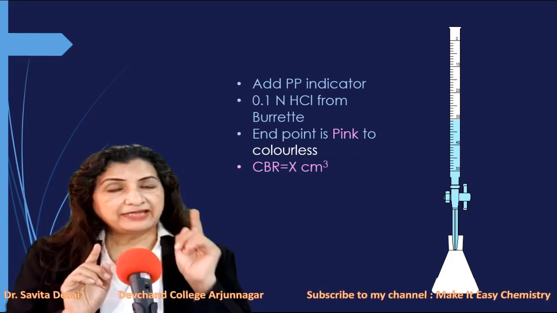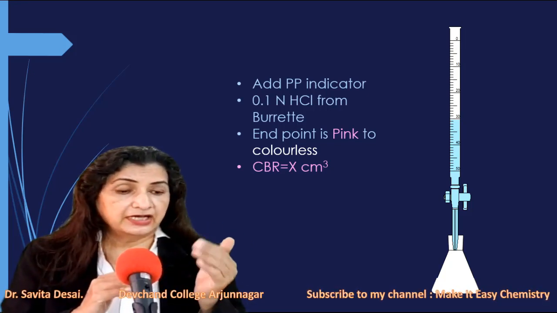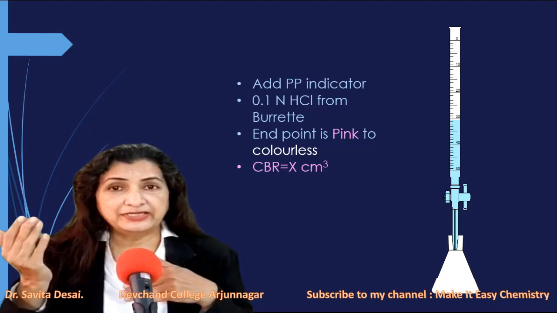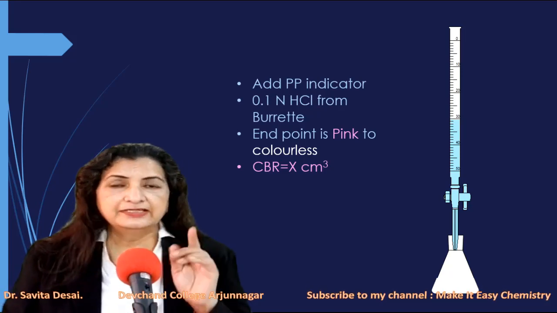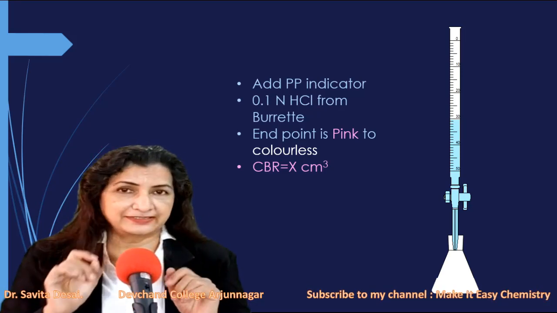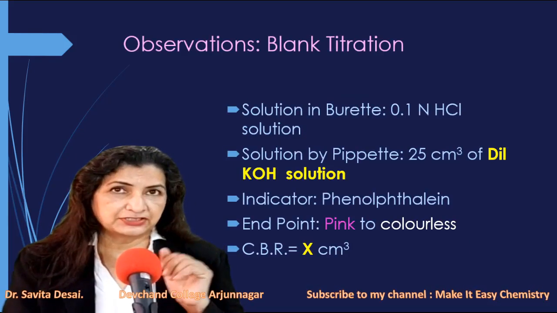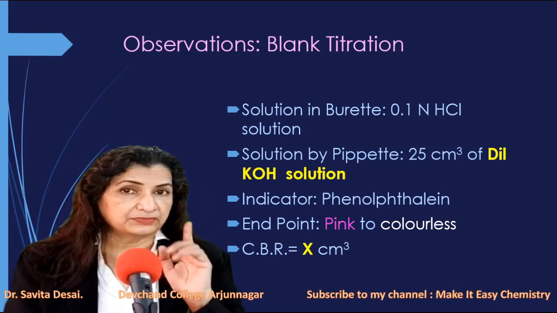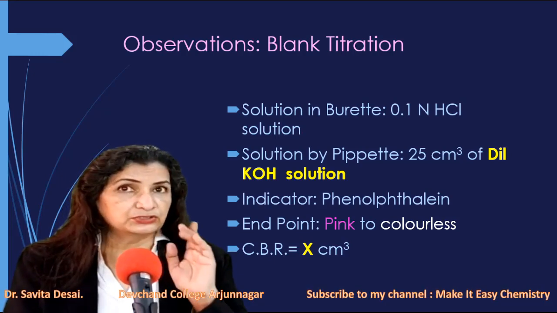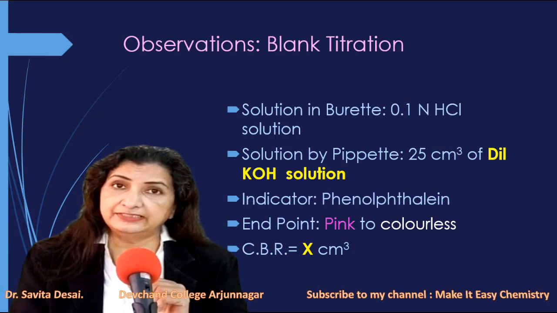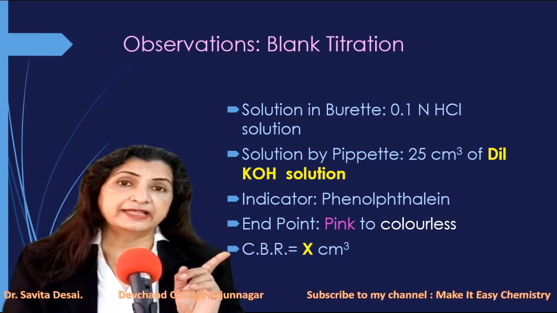Okay, and in the back titration, the remaining amount is to be known by that titration, and from that we back calculate the amount of KOH that is consumed for the hydrolysis, and that's why that titration is named back titration. So the observations of blank titration are: solution in burette will be 0.1 normal HCl solution, solution by pipette is 25 cm cube of dilute KOH solution, indicator is phenolphthalein, endpoint is again pink to colorless, and constant burette reading is named as X cm cube.